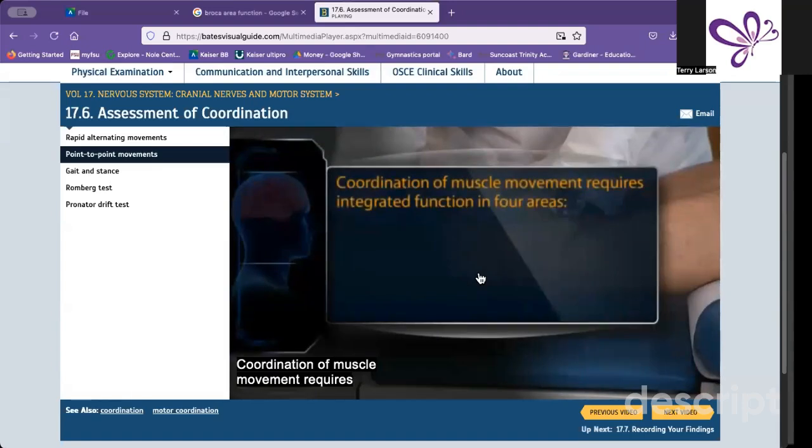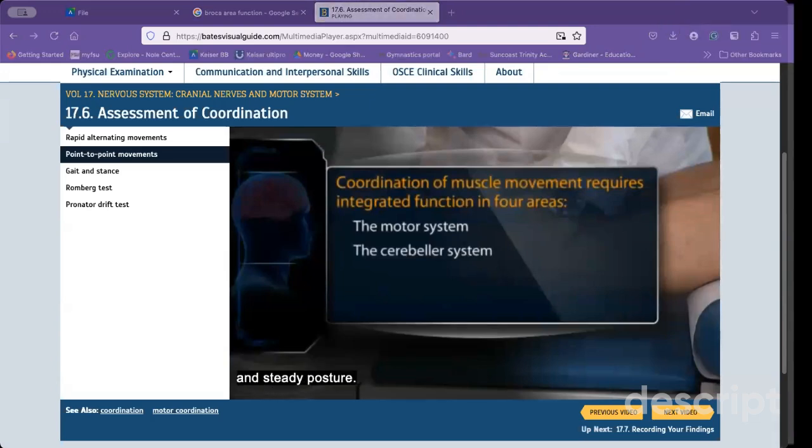Coordination of muscle movement requires that four areas of the nervous system function in an integrated way. The motor system for muscle strength, the cerebellar system for rhythmic movement and steady posture, the vestibular system for balance and for coordinating eye, head, and body movements, the sensory system for position sense.